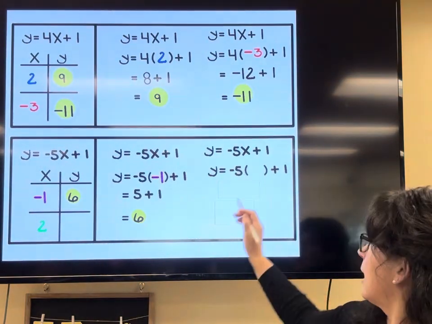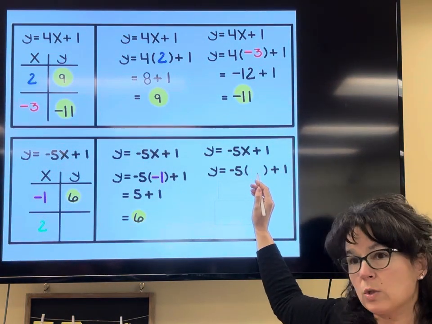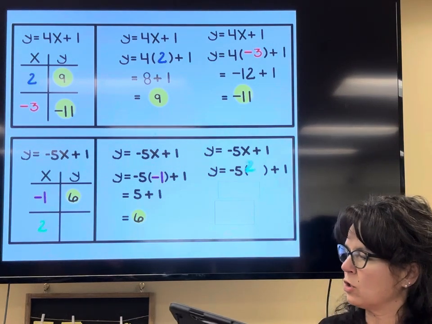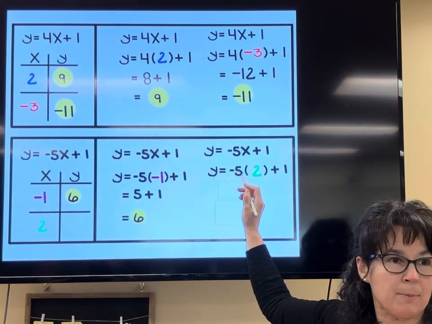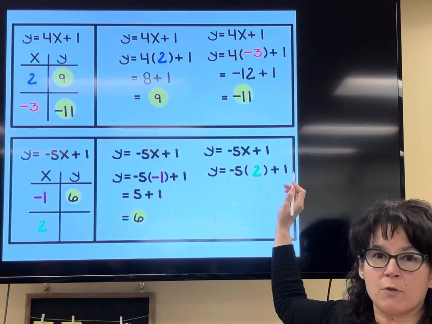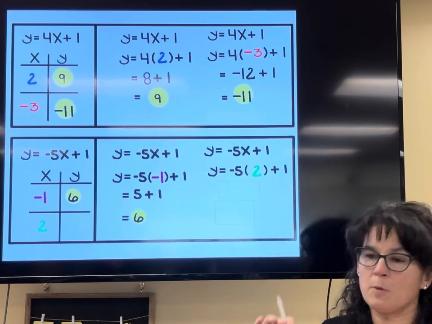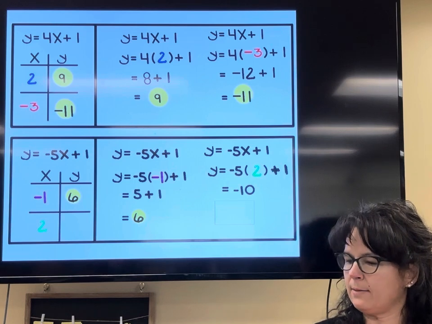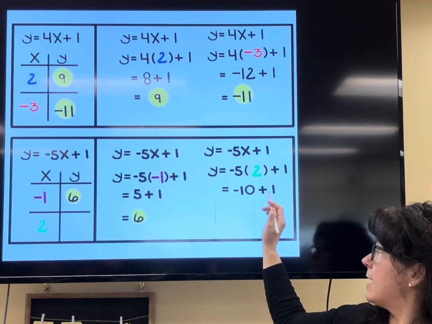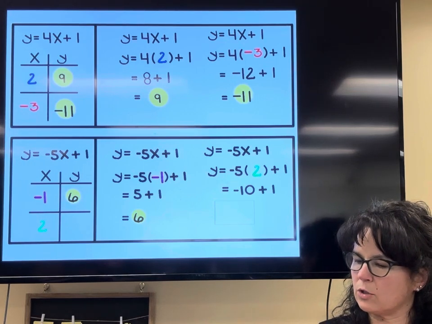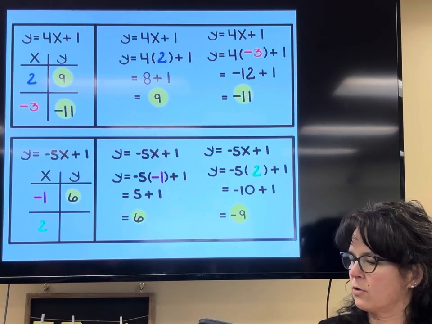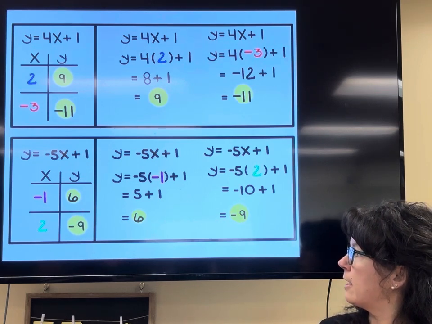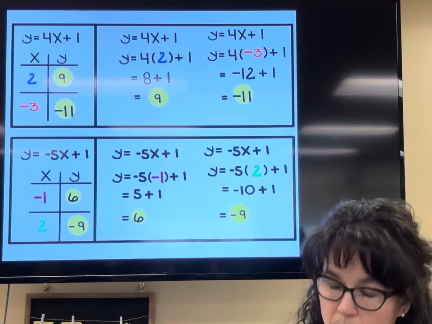So notice I'm putting a set of parentheses where the x used to be. And now I'm ready to substitute the 2. Following order of operations, I want to do the multiplication before the addition. And -5 multiplied by +2 is -10. Let's bring down the plus 1. And then -10 plus 1 is equal to -9. There's my answer. I substituted 2 and I got out -9. And we've filled out our table.